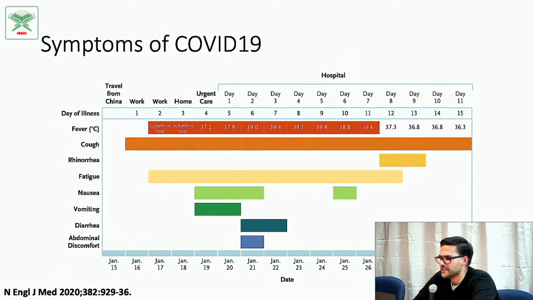So this patient had traveled from China on January 15th, and a day after he reached the US, he developed a cough. A few days after that, he was in the hospital, and he had a fever in the hospital for about 6 days. He also had rhinorrhea or runny nose. He had fatigue, nausea, vomiting, diarrhea, and abdominal discomfort. These are some of the common symptoms people may have with COVID.